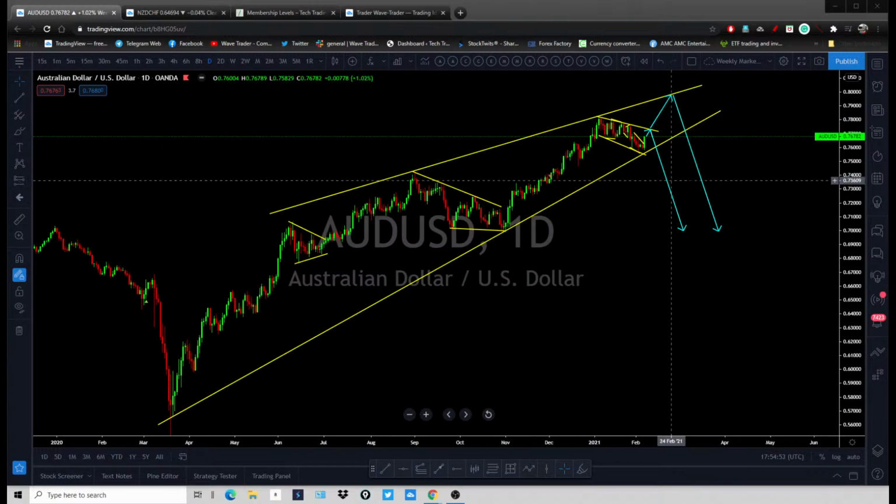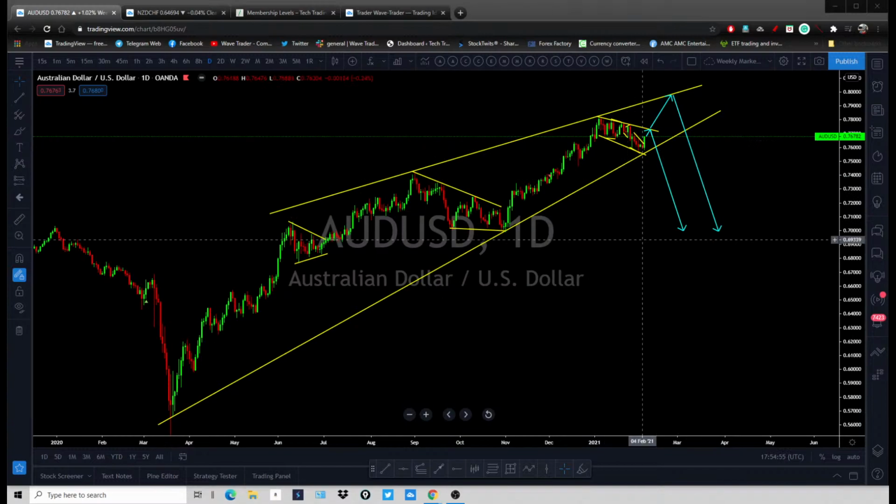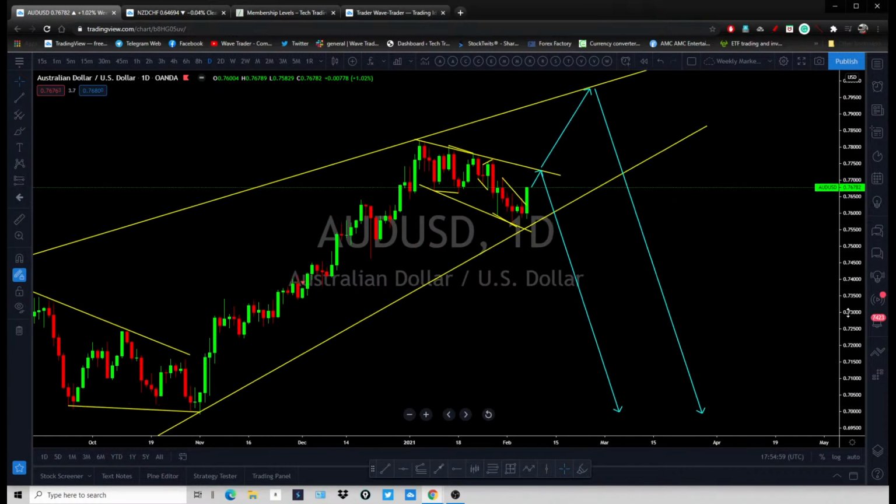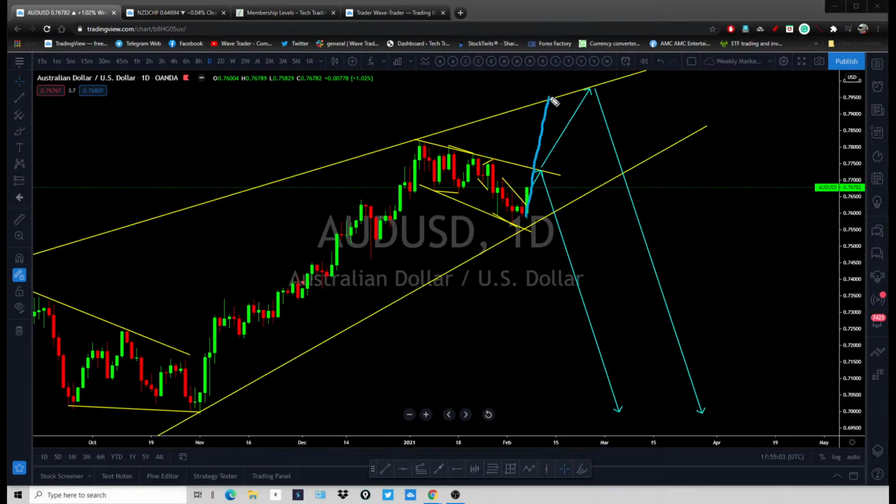So we are expecting this daily correction to change simply. This is a daily correction, and it can break out. This is a daily correction, so we are currently expecting it to change into a flat formation. That gives us a flat formation like that, and then this trade can go further downside.